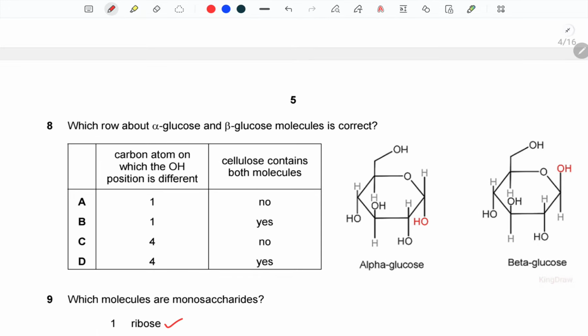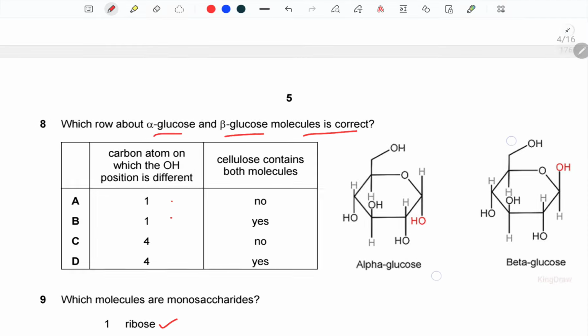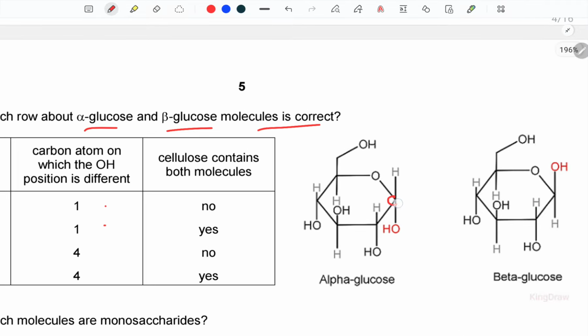Which row about alpha glucose and beta glucose molecules is correct? The carbon atom on which the OH position is different is carbon atom 1, as we can also see from this screenshot over here. This is carbon number 1. In alpha glucose the OH is below, however for beta glucose the OH is above.